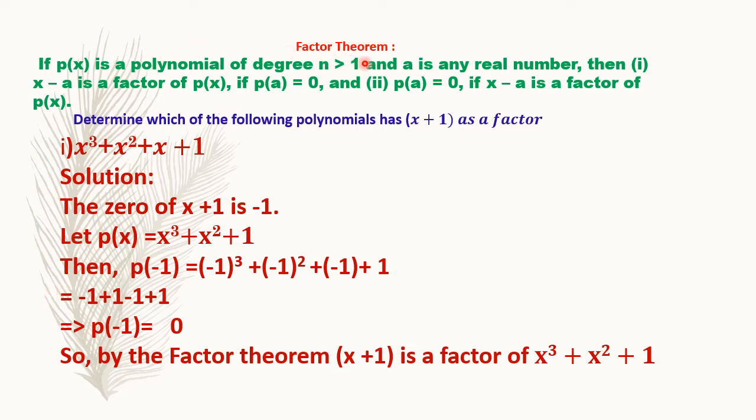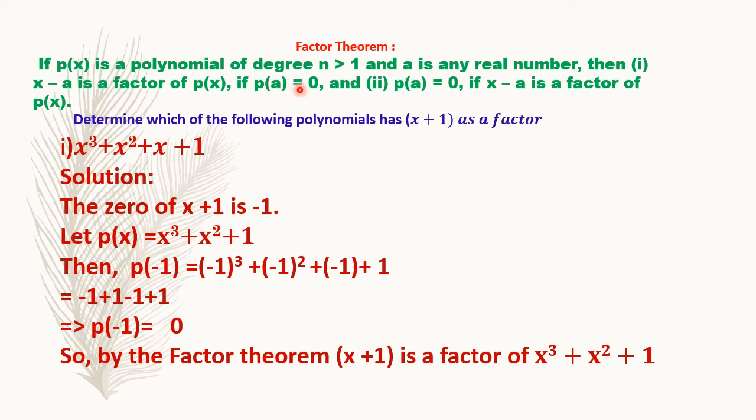Now let us define the factor theorem. If p(x) is a polynomial of degree n greater than 1 and a is any real number, then x minus a is a factor of p(x) if p(a) is equal to 0. Now a should be a real number.